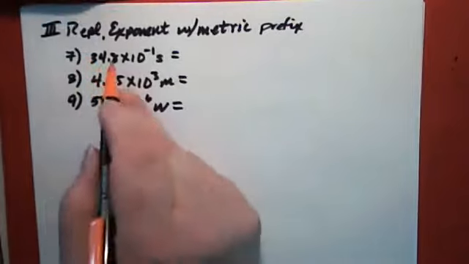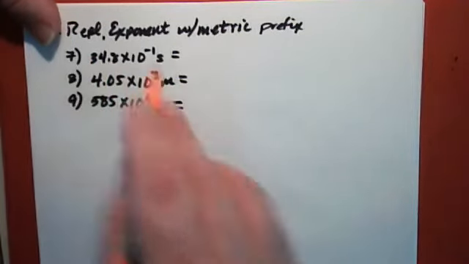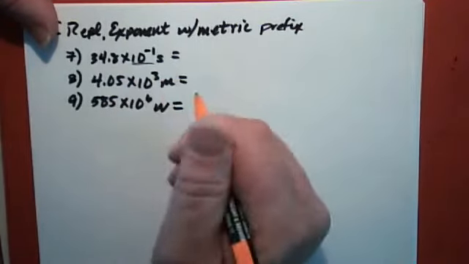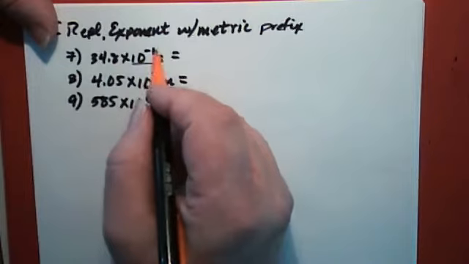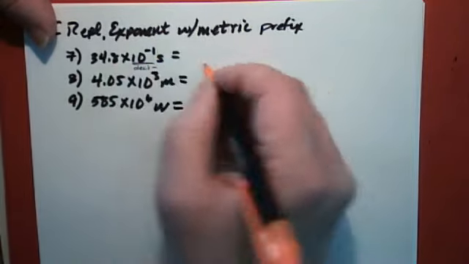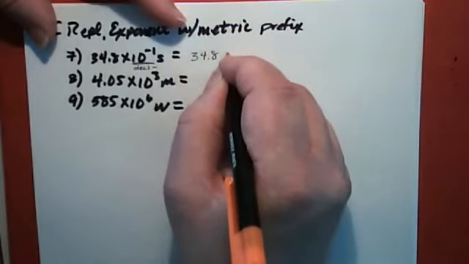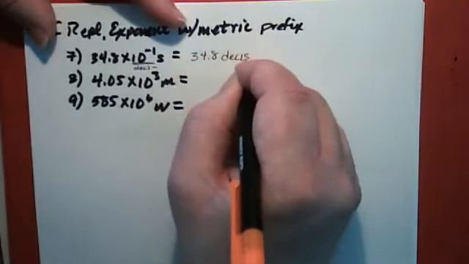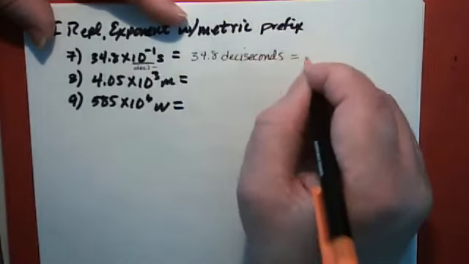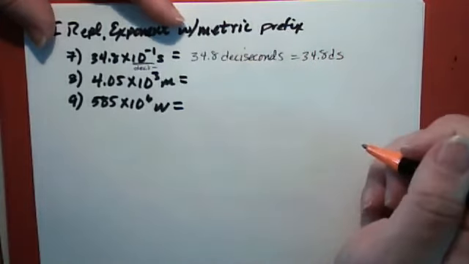What we got here is 34.8 times 10 to the minus 1 seconds. If you look at the list of metric prefixes, you remember that 10 to the minus 1 means deci. So this would be 34.8 deciseconds, or 34.8 ds.